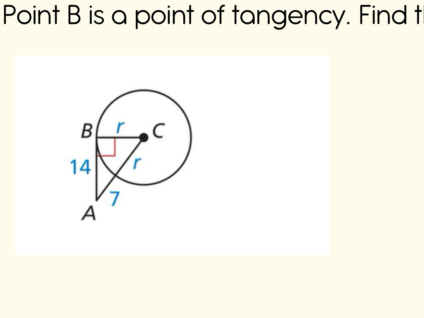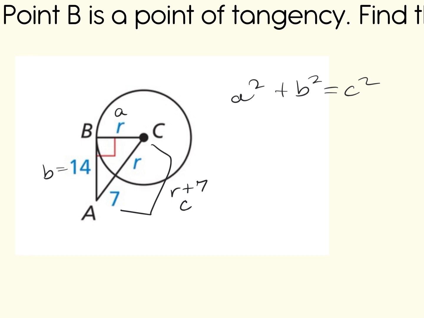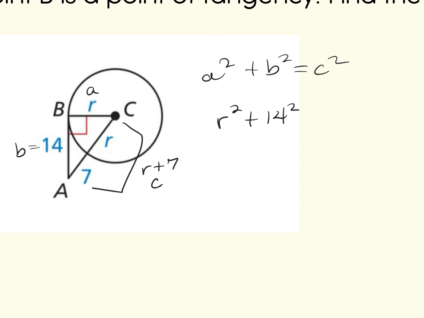So again, remember the two sides that form the right angle, that's your A and your B. The C in my a squared plus b squared equals c squared is always going to be this side that's across from the right angle. So r plus 7, this is my c. Over here, this could be my b, and then the r again could be my a. Again, the a and the b could be switched up. So I'm going to do r squared plus 14 squared and set that equal to r plus 7 squared.